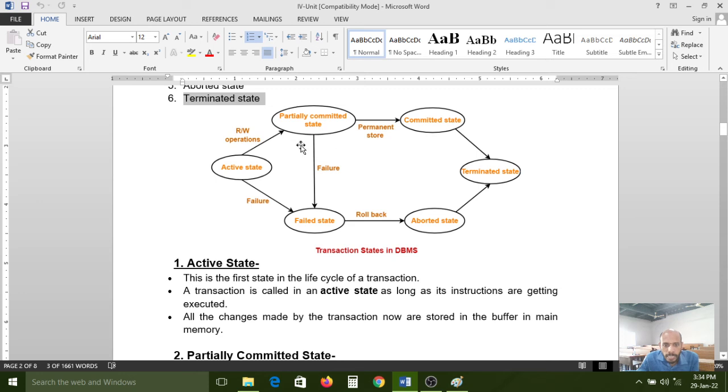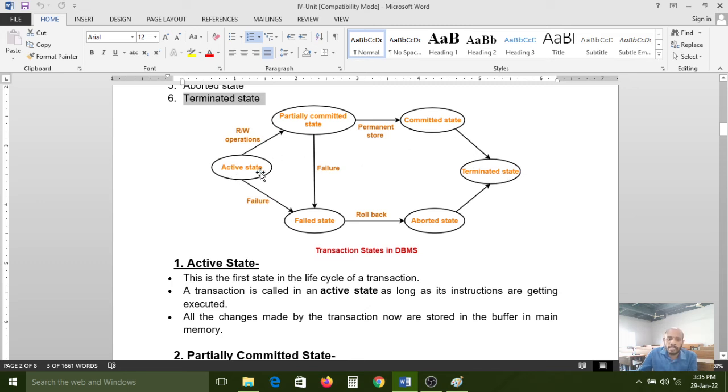While looking at this diagram, please concentrate one more time. If the transaction is in the active state, first it will be partially committed. After that it will go to the permanently committed state. After that the transaction is successful and terminates the program. Nothing but after a successful transaction you need to close the option, close that service. That is the terminated state.